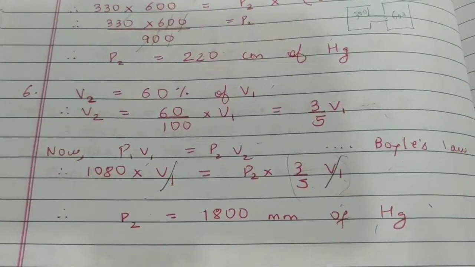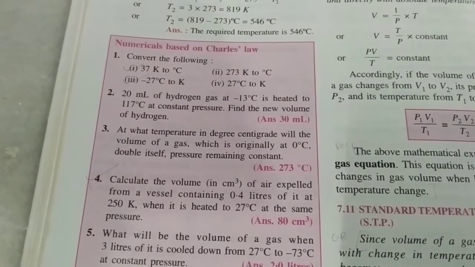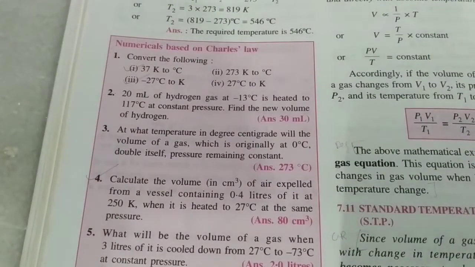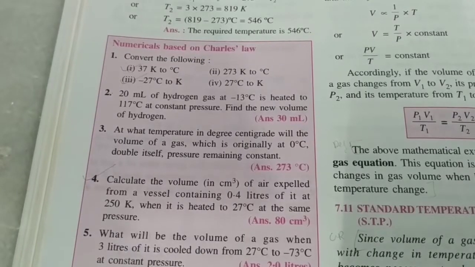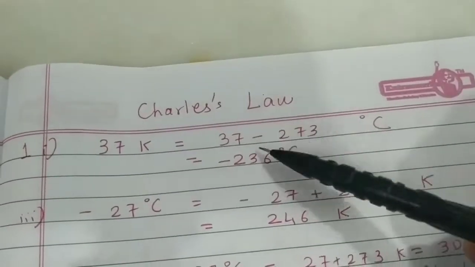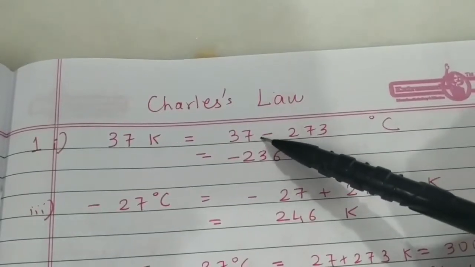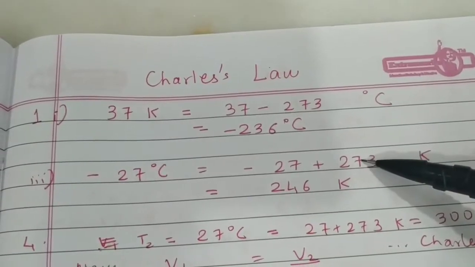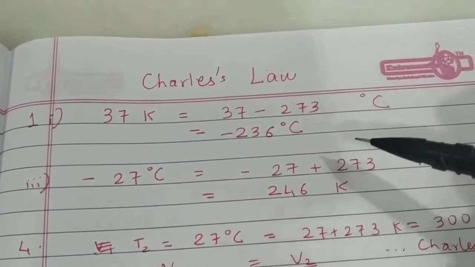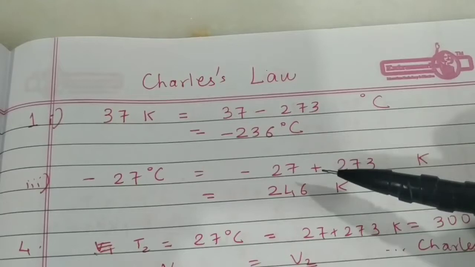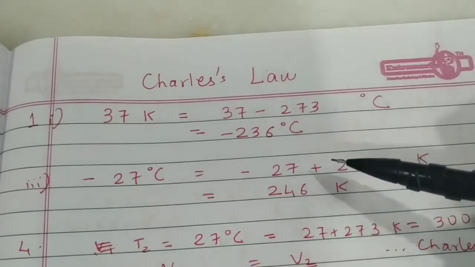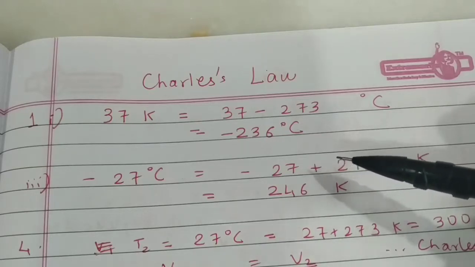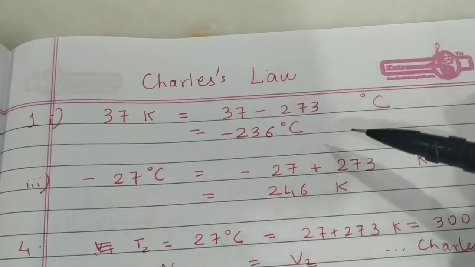Next, Charles' law. This is another section of in-text questions based only on Charles' law. Questions 1.1 and 1.3 are mere conversion. We know how to convert Kelvin to degrees Celsius: just subtract 273 from it. And degrees Celsius to Kelvin, add 273 to it. Remember, 0 degrees Celsius is 273 Kelvin. And the lowest possible temperature, which actually can't be reached, is minus 273 degrees Celsius or 0 Kelvin.